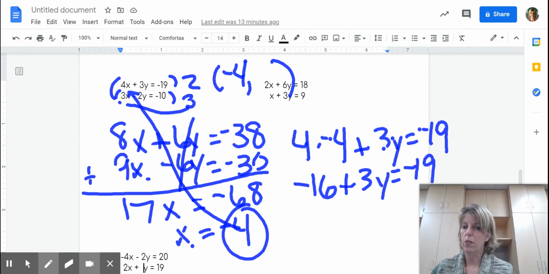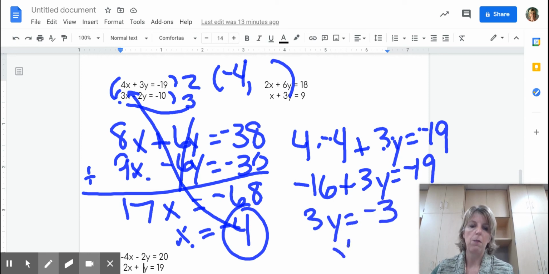Add 16 to both sides, and you get 3y equals negative 3. Divide both sides by 3, you get y equals negative 1. So negative 4, negative 1 is our solution.